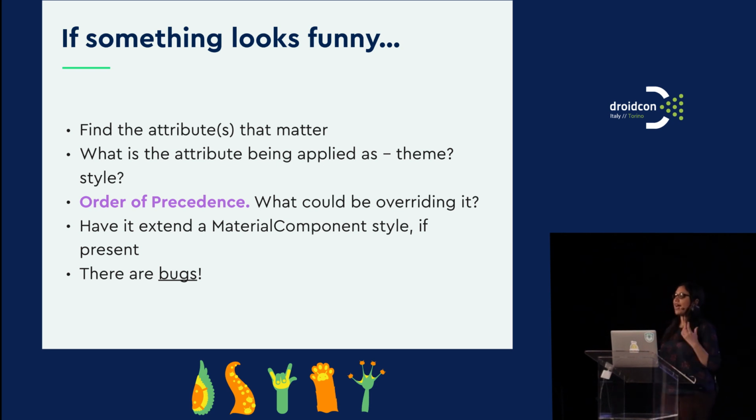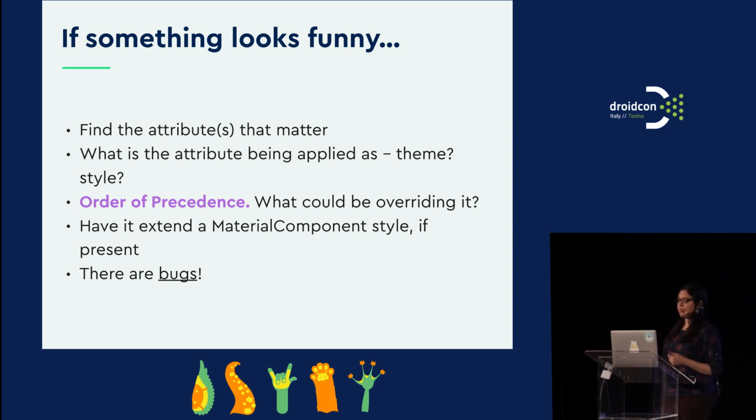Figure out what kind of attribute it is. Is it a theme attribute? Is it a style attribute? For example, you can have an attribute in a theme and a style that style the same thing, right? So get all the attributes, figure out what type they are, figure out the order of precedence. So ask yourself, what could possibly be overriding this? As you saw in the view hierarchy, if you set something and it's not working, something could be overriding it above.